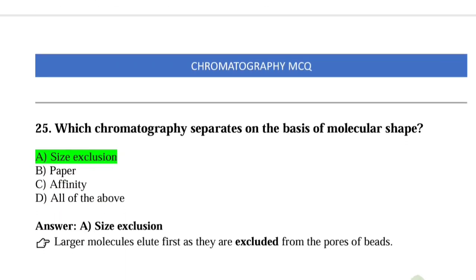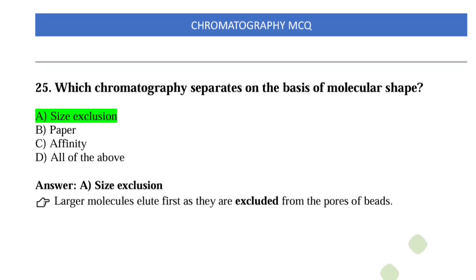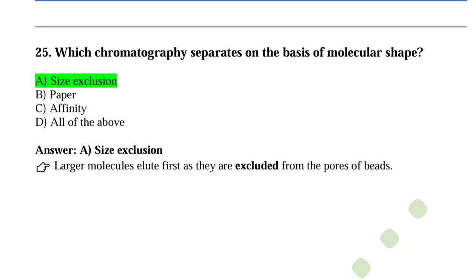Question number 25: which chromatography separates on the basis of molecular size? Size exclusion chromatography, where the large molecules elute first because they are excluded from the pores of the beads. So option A is the correct answer.